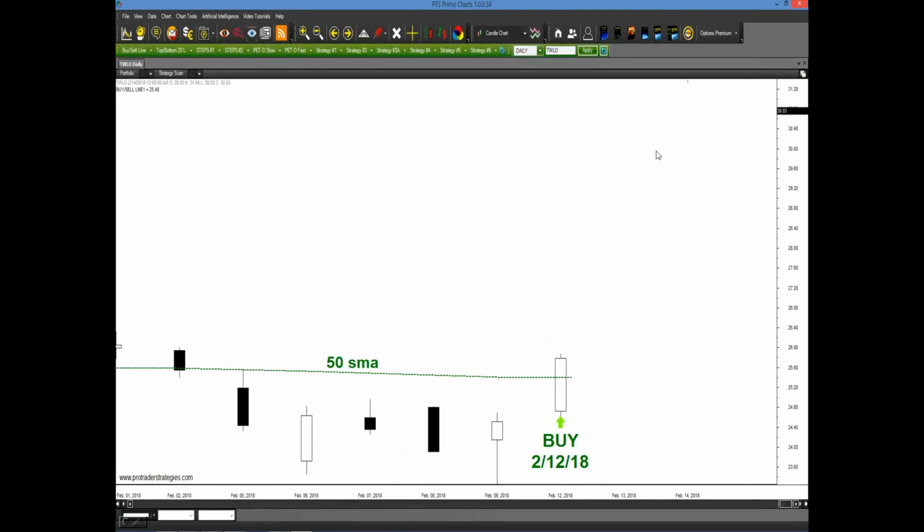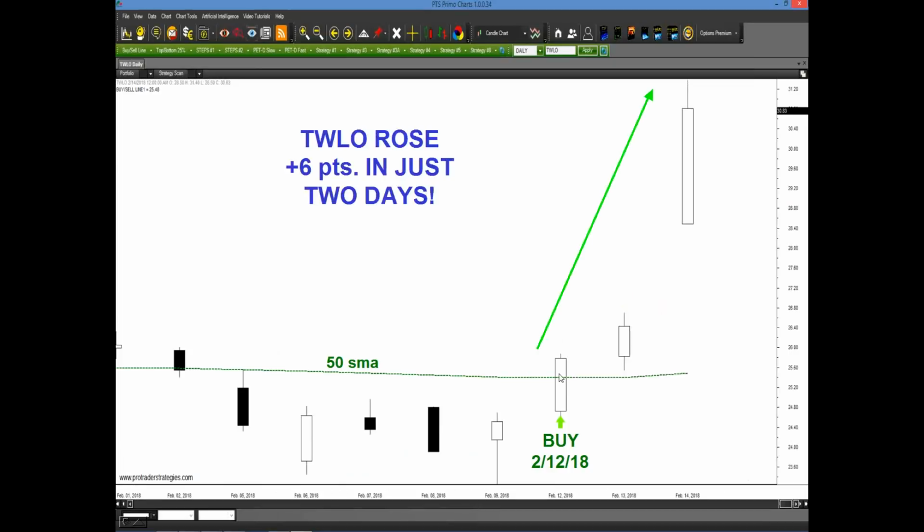Or just about 2 weeks ago, TWLO generated a buy signal. Okay, you could have scanned the night before, seen that there was a buy signal, and the stock rose 6 points in just 2 days.